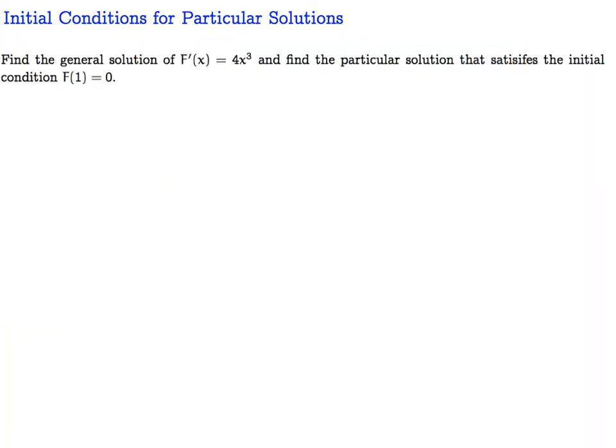So let's start by looking at an example. Let's find the general solution to the differential equation f prime of x is equal to 4x cubed, and find the particular solution that satisfies the initial condition f of 1 equals 0. By integrating 4x cubed using our power rule, we get x to the fourth plus c, which is our general solution.